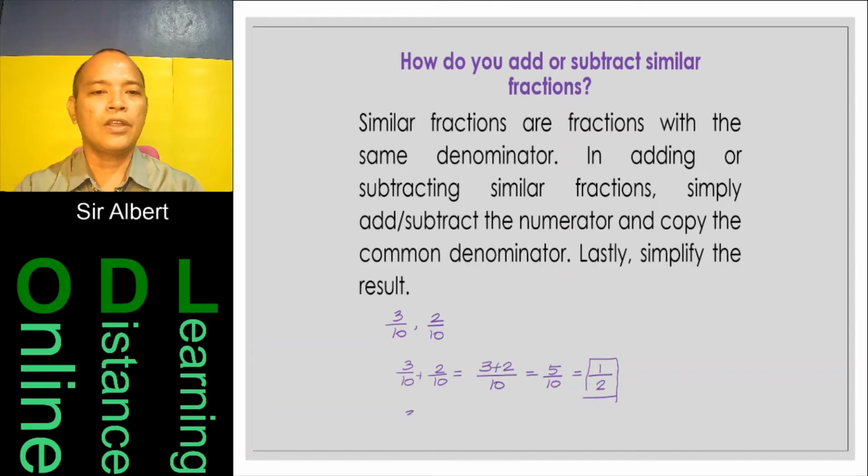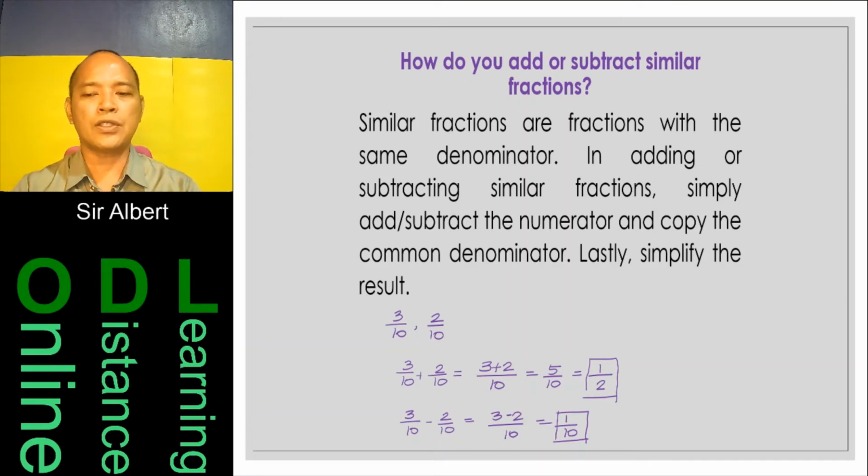In the same way, 3 over 10 minus 2 over 10 is equal to, subtract the numerators, 3 minus 2, over, copy the common denominator of 10. 3 minus 2 is 1 over 10. This is a fraction in simplified form, so 3 over 10 minus 2 over 10 is equal to 1 over 10. In short, the way we add or subtract similar fractions is to operate with the numerators and then copy the denominator. And always make sure that your answer is a fraction in simplified form.